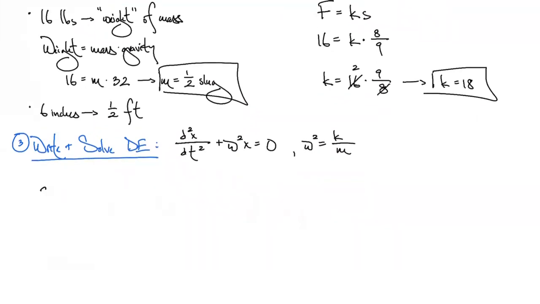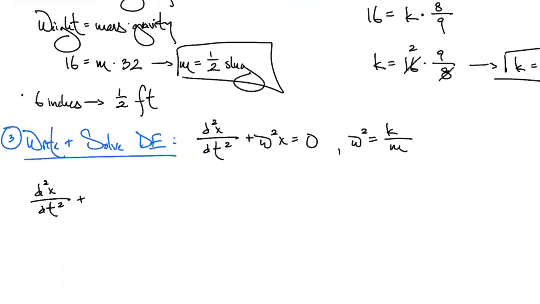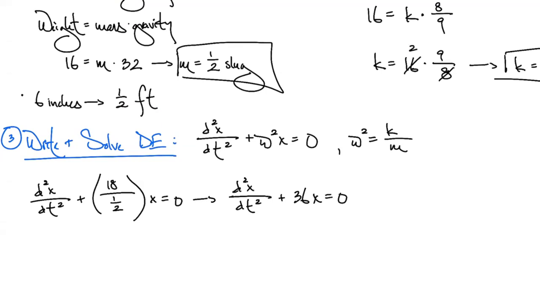So if we plug in what we have, instead of omega squared, I'm going to take my K value, which is 18. I'm going to divide it by my m value, which is 1/2. So I have 18 divided by 1/2. If I calculate that out, I'll get 18 times 2, which is 36, x equals 0.